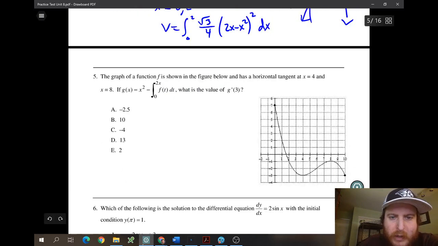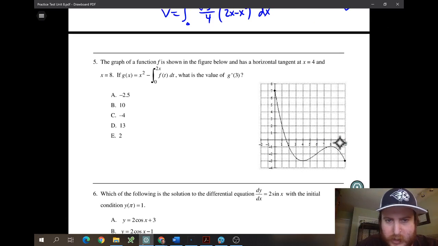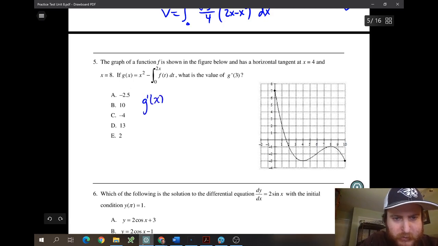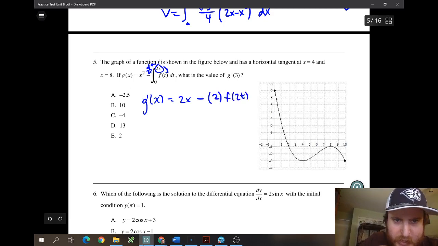All right, next we have the graph of a function, and we have horizontal tangent lines at x equals 4 and 8. And then we're given that g of x is equal to the integral from x squared to 2x of f of t dt. What is g prime of 3? Before we can do g prime of 3, we have to do g prime of x. The derivative of x squared is 2x. And then for the derivative of this part, you have to be careful about the minus sign and the fact that we have to do chain rule. So it's going to be minus, the derivative of 2x, which is 2, times f of 2x. Remember, anytime the limit is anything other than x, we have to do that chain rule.